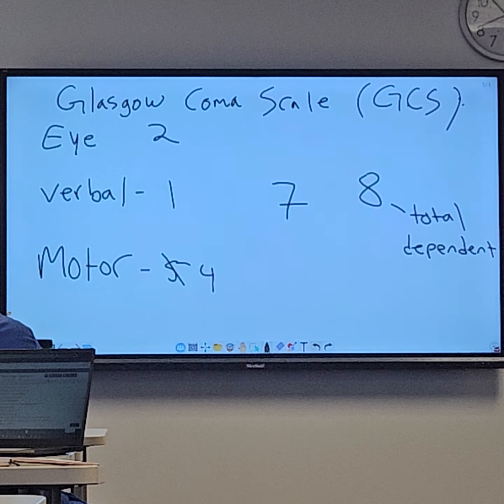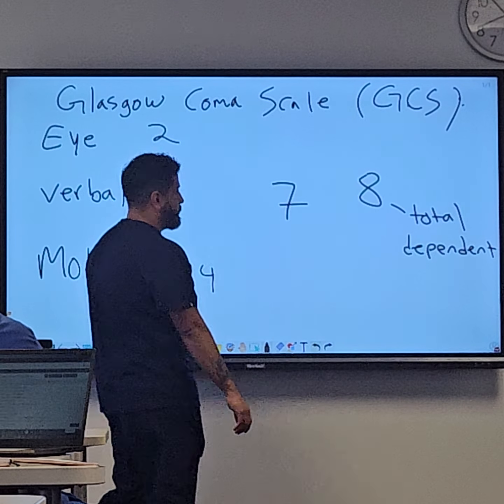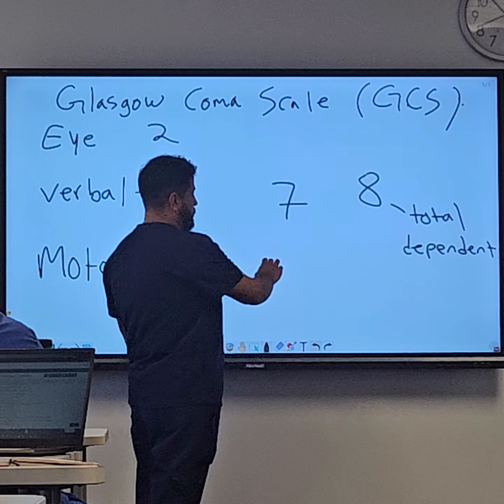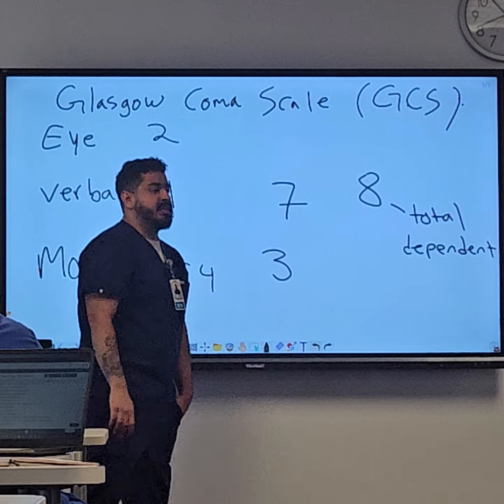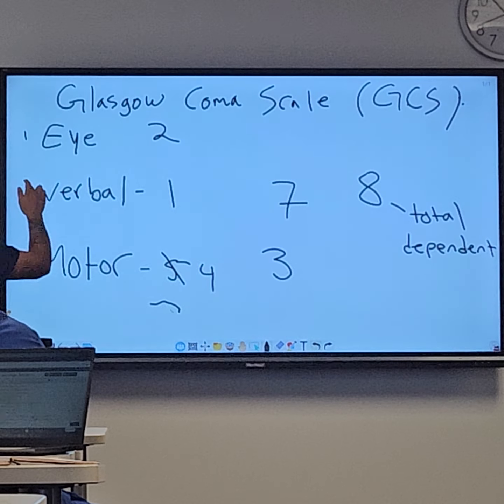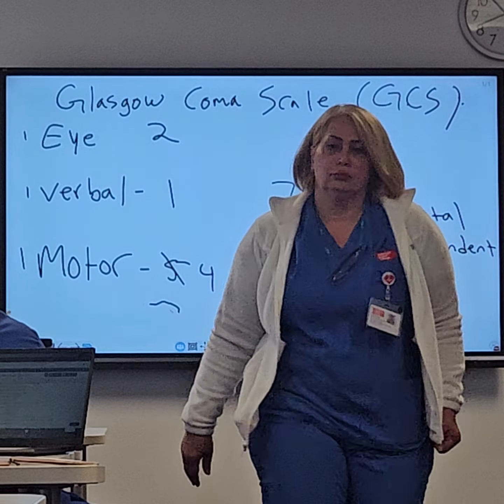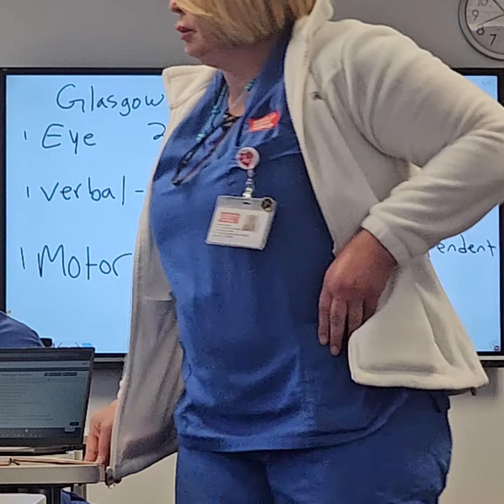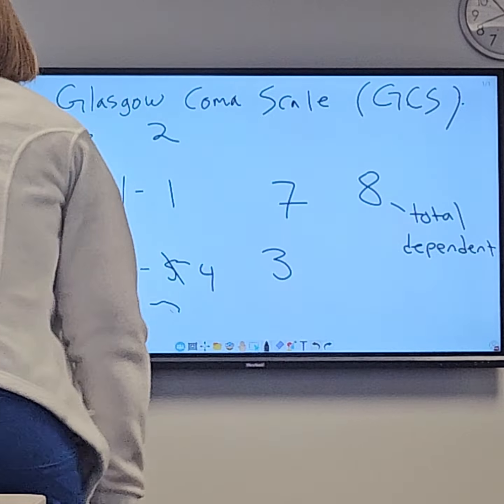Thank you. That was going to be my next point. What's your lowest score possible? 3. People always say 0. But for anything you can't do, the worst you can do is 1, 1, 1. So 3. 0 would be complete brain death.